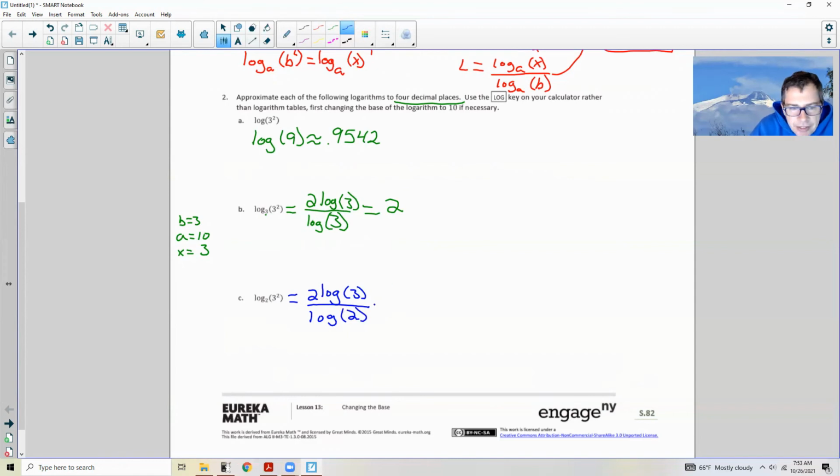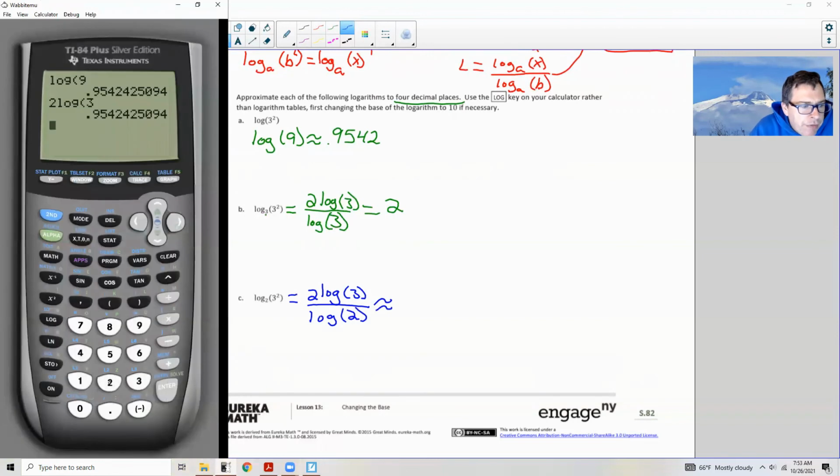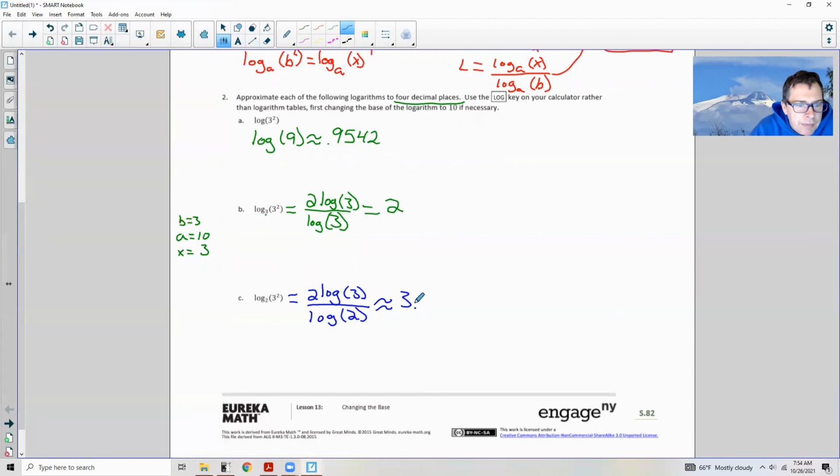I need to put that in the calculator. Nothing cancels. So I'm going to put the numerator in first, 2 log 3. That way I don't have to deal with parentheses. So there's my numerator. Now if I just hit divide, it's taking that divided by, and I'm going to take the log of 2 and hit enter. And I get 3.1699, and then that 2 rounds down, 3.1699. Okay, so there is page 1. I will explain it a different way on the next page.